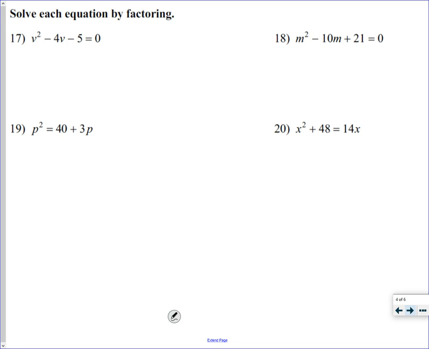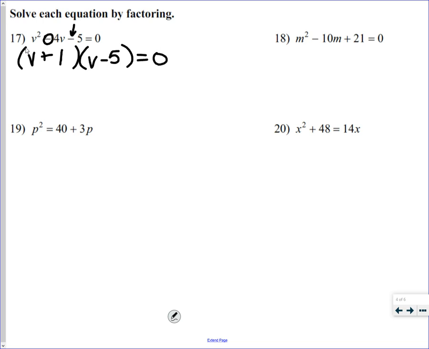So in number 17, this is equal to 0, so I can just go ahead and factor. This tells me different signs. Multiplies to be 5, subtracts to be 4. It's got to be 5 and 1. This tells me the bigger number is the negative.